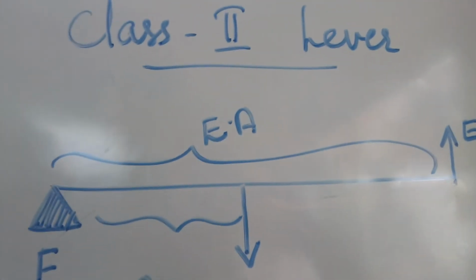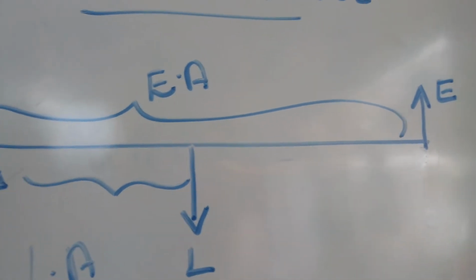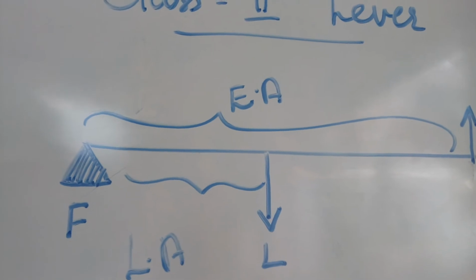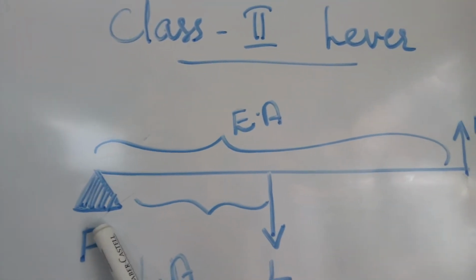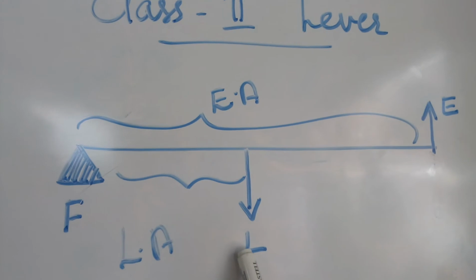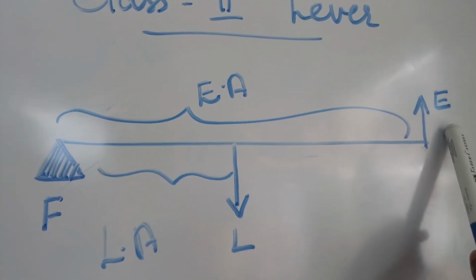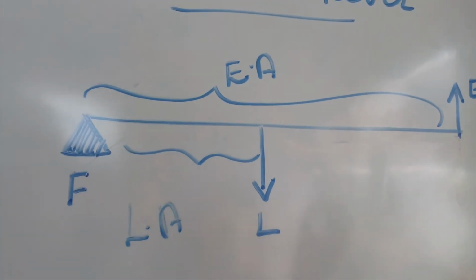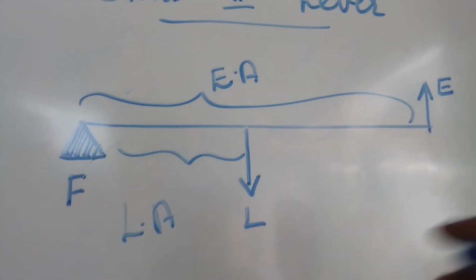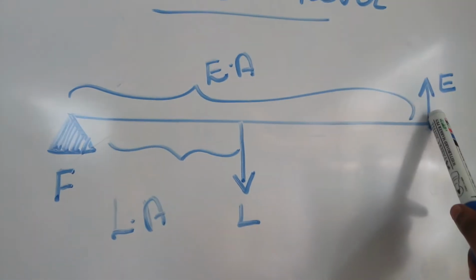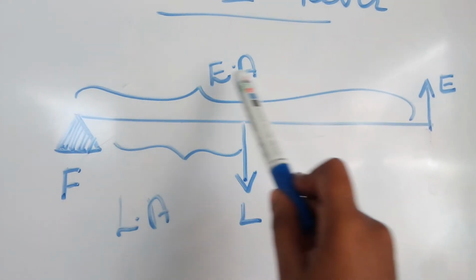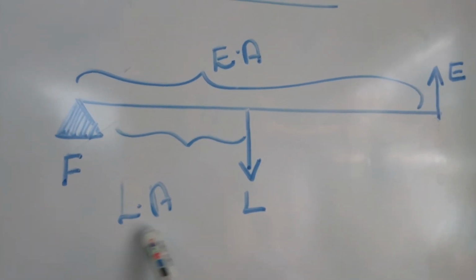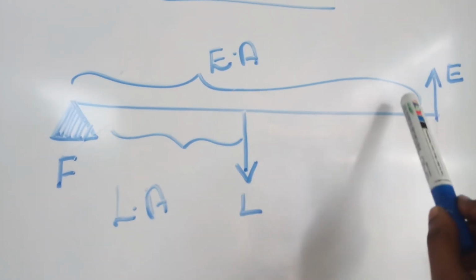Next, moving to class 2 lever. In this case, fulcrum is on one end, it is a fixed point. Then load comes in the middle. It is acting downward, as load is a kind of force or a weight. At the extreme end opposite to the fulcrum is the effort. The distance between fulcrum and the effort is the effort arm. The distance between fulcrum and the load is the load arm. In this case, effort arm is greater than the load arm.